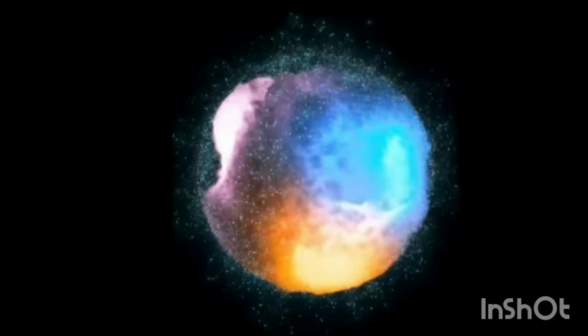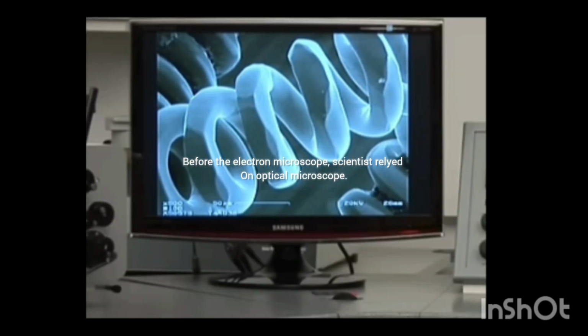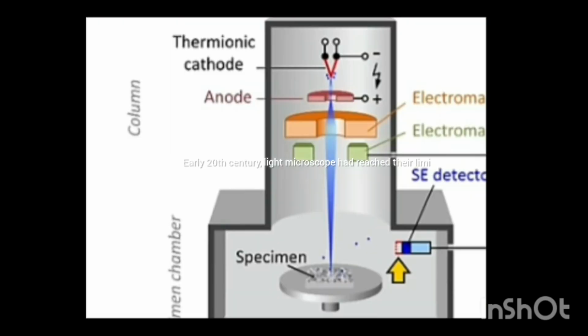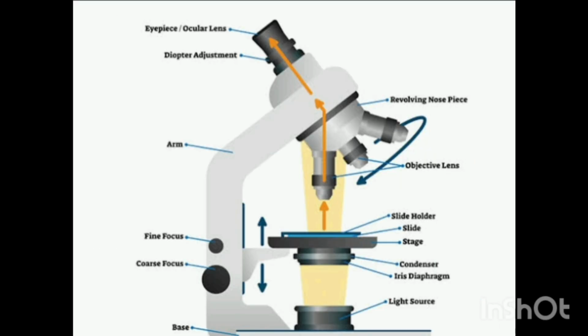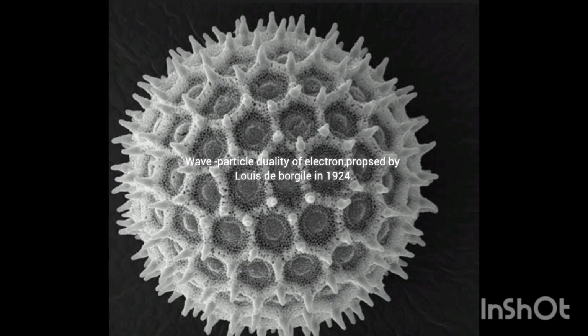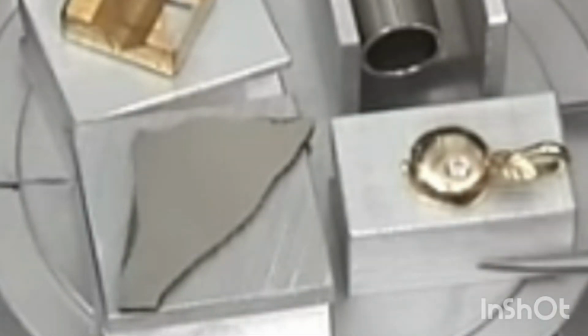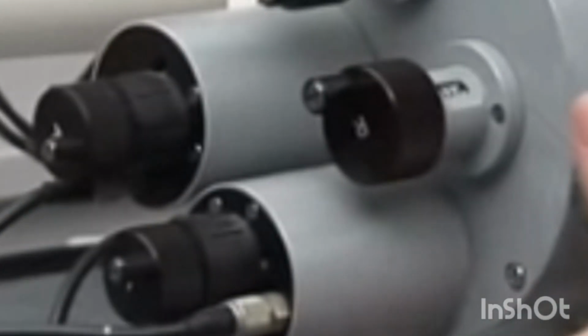Early discoveries of the electron microscope. Before the electron microscope, scientists relied on optical microscopes. However, by the early 20th century, light microscopes had reached their limit in magnification, and scientists needed a more powerful method. The idea for the electron microscope came from the wave-particle duality of electrons proposed by Louis de Broglie in 1924, which showed that particles like electrons could behave like waves. This idea opened the possibility of using electron beams to see objects at very small scales.